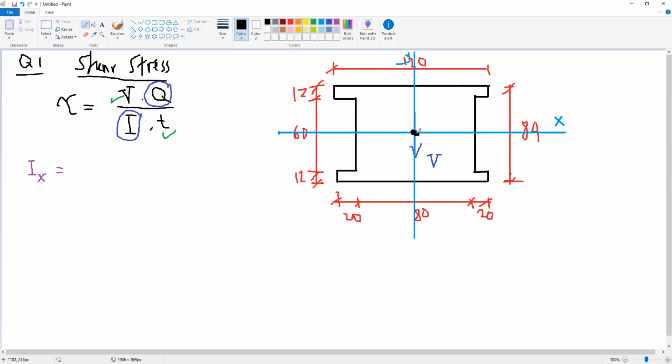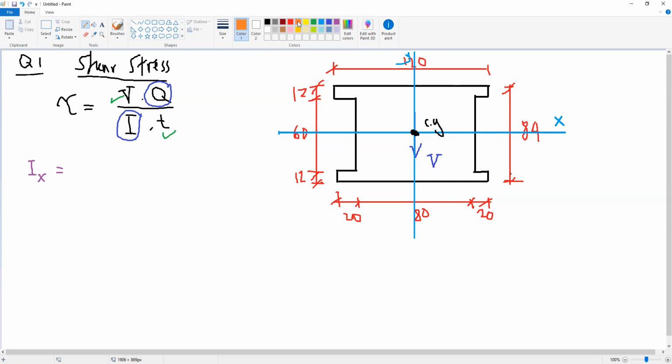This is our centroid or CG. So do we need to calculate the centroid for this section? No, because it's already known in the middle of the cross section. So now if I ask you to calculate Ix, how can we calculate Ix?